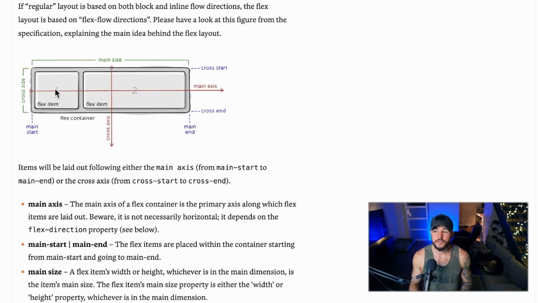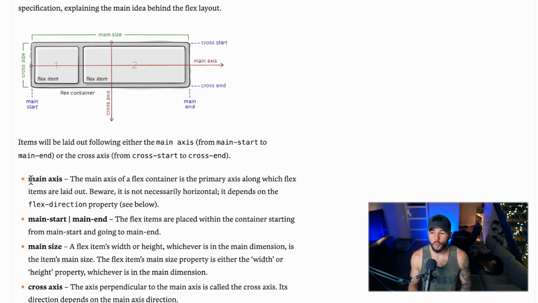And then some terminology that it has in here is, for one, the main axis of the Flexbox. The main axis of a Flex container is the primary axis along which Flex items are laid out. Beware, it is not necessarily horizontal. It depends on the flex direction property that you set, which we will get to in a little bit. So the main axis here is going to be the primary axis in which these items are laid out. So these items are laid out horizontally here. So the main axis is going to go from left to right horizontally across your page throughout your parent container.